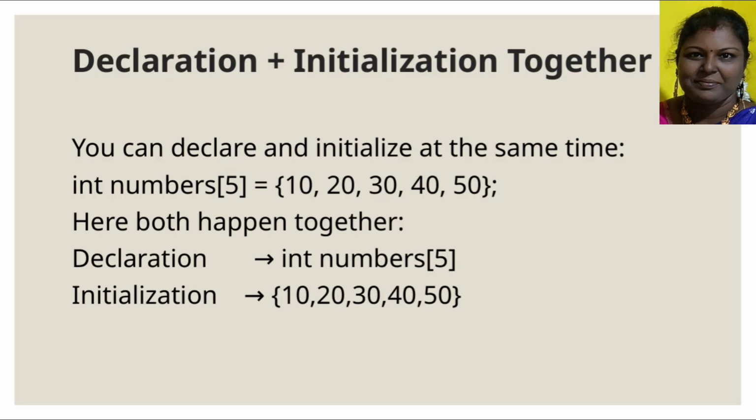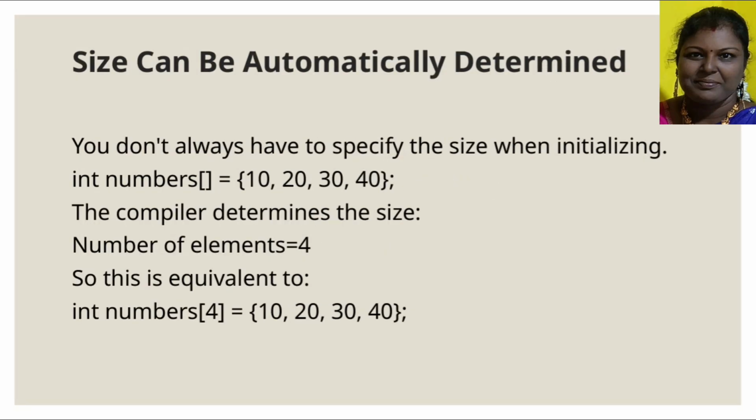When we initialize an array, we don't always need to specify its size explicitly. For example, if we write int numbers[] equals curly braces 10, 20, 30, 40, the compiler steps in and figures out the size for us. Here, it counts 4 elements, so it's the same as declaring int numbers[4], then listing those values. This makes our code cleaner and less error-prone. The size is automatically determined.